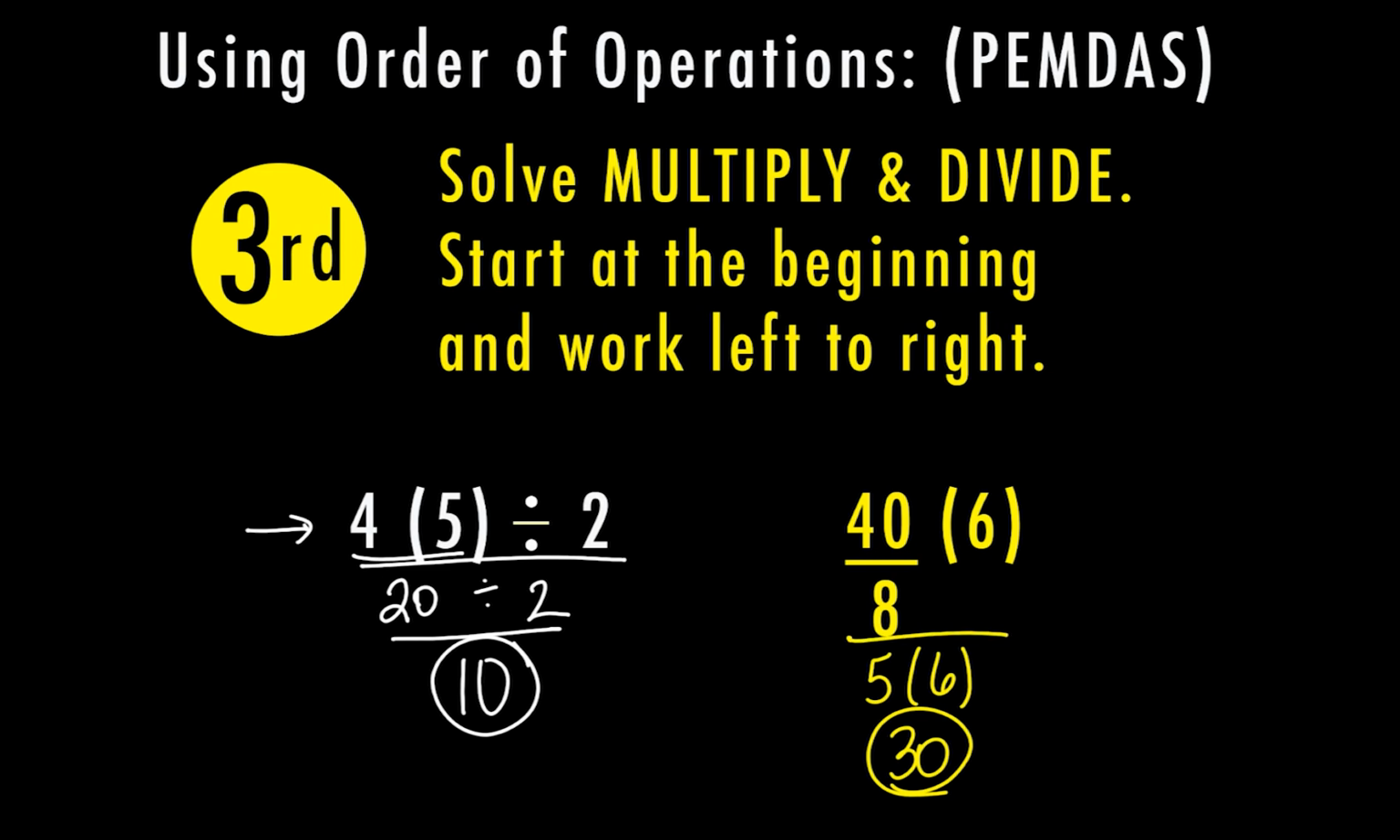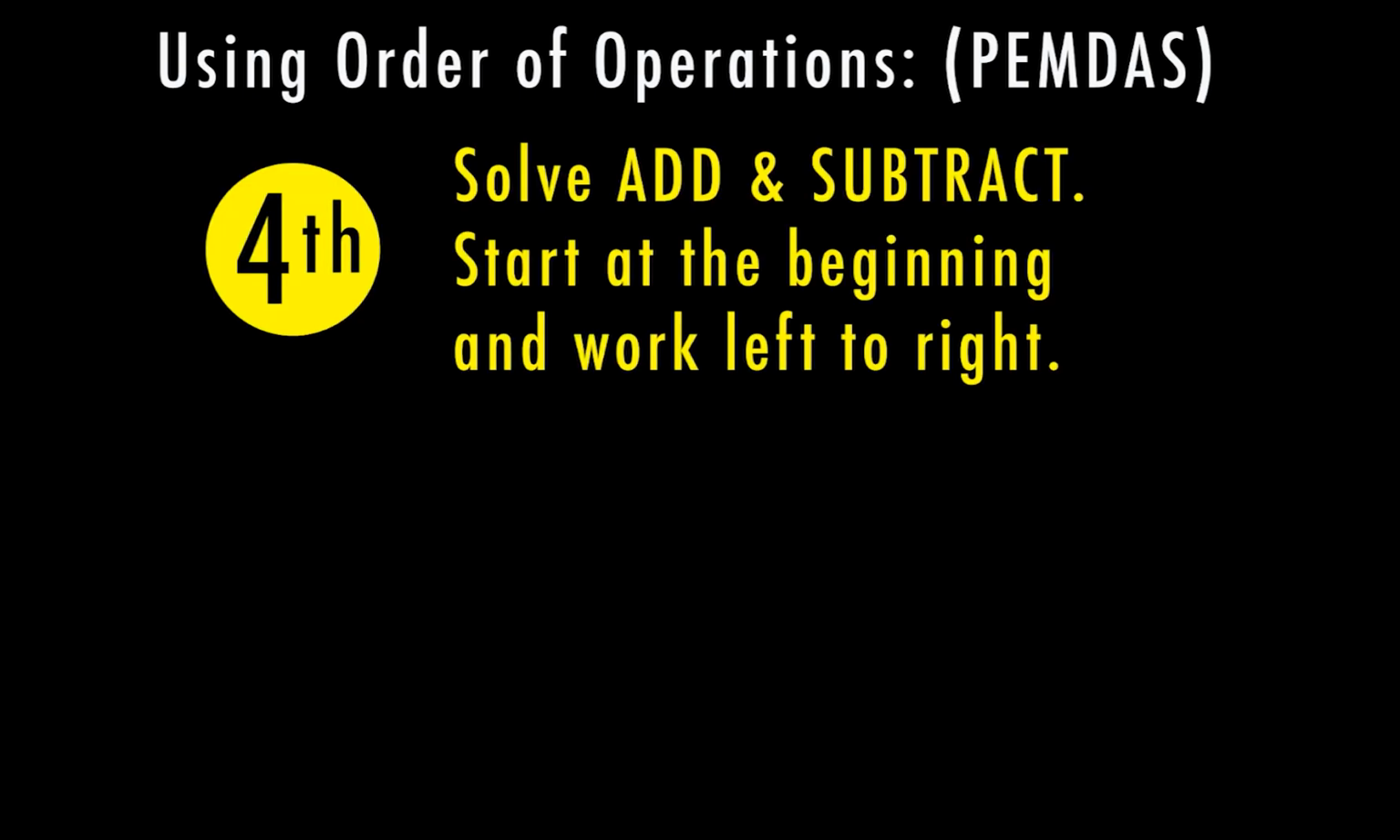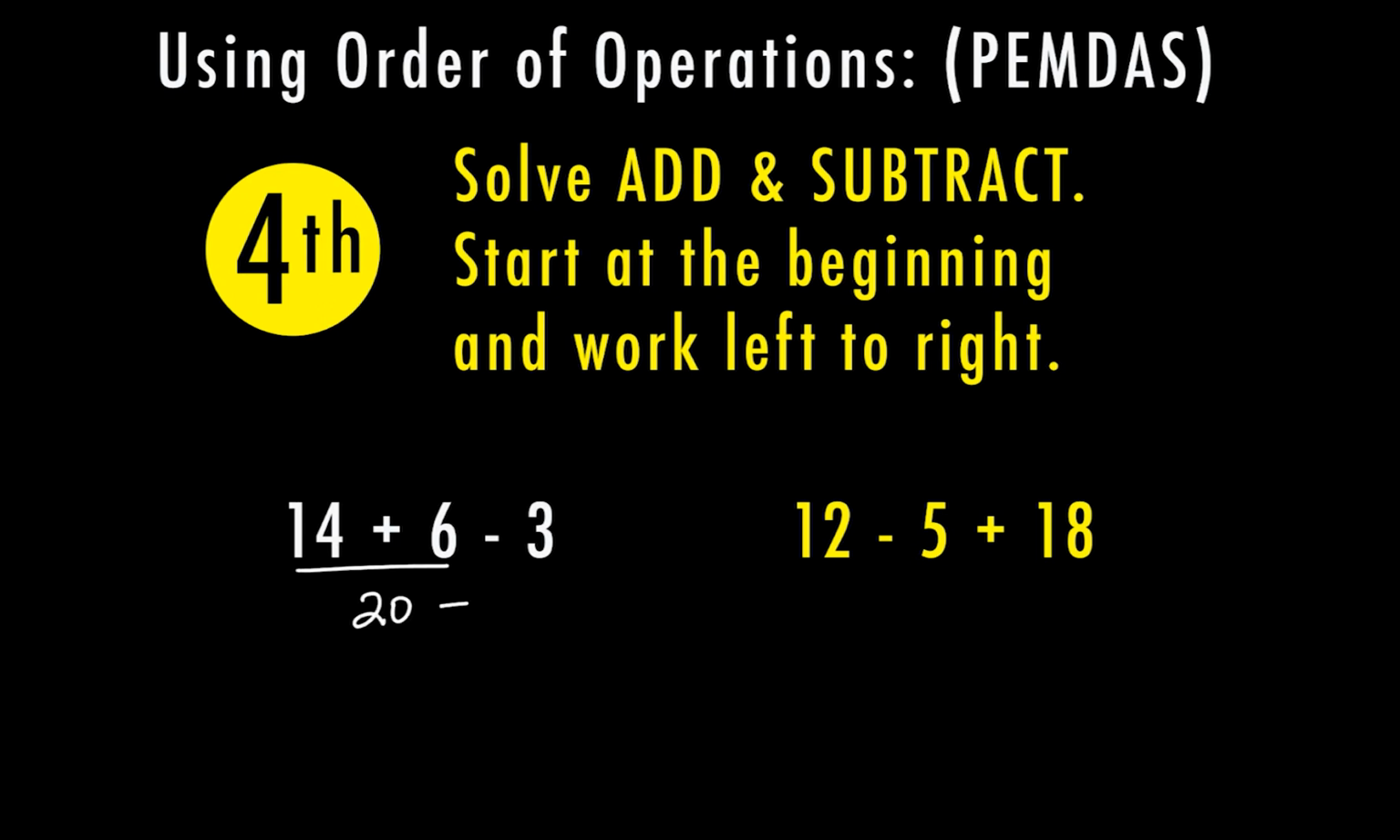So we have parentheses, exponents, multiply and divide. And for our fourth step, we're going to have add and subtract. That's what the A and the S stand for. Again, for add and subtract, we're going to start at the beginning and work our way left to right. It doesn't matter if add or subtract comes first, we're going to work our way left to right. In this first problem, we have 14 plus 6, which equals 20, and then minus 3, which equals 17. So 17 would take the place in the next step of this entire process.